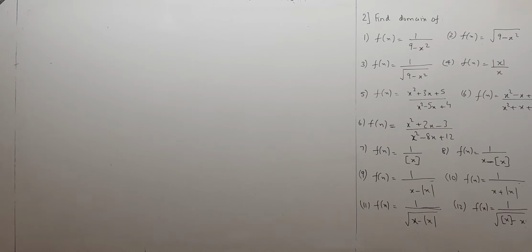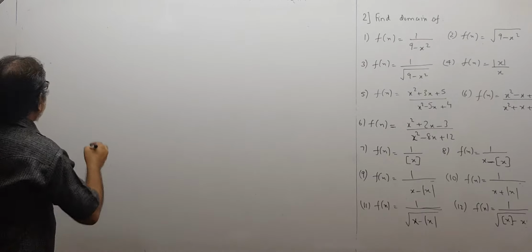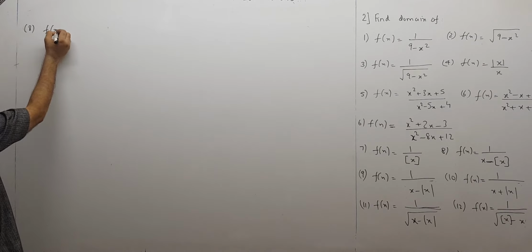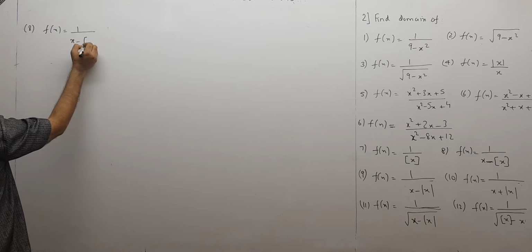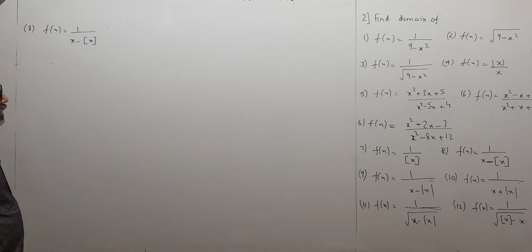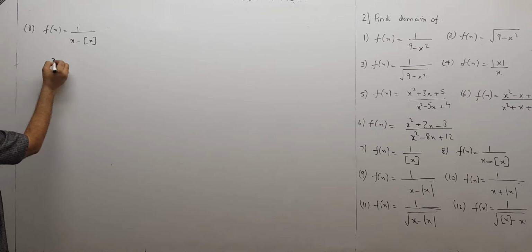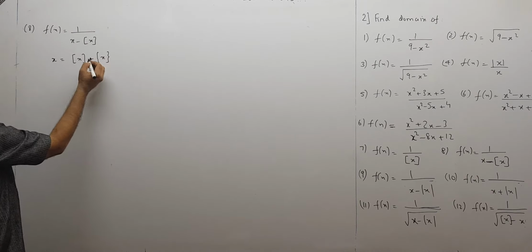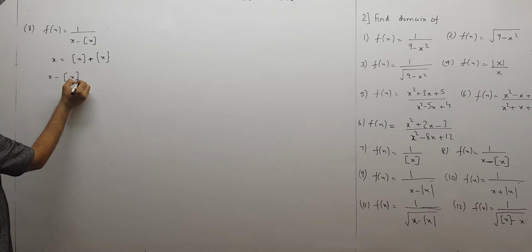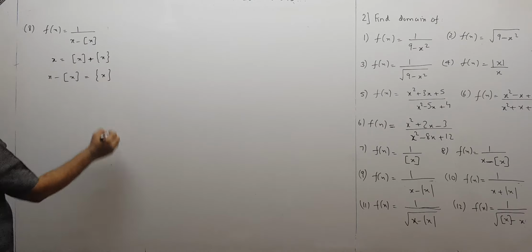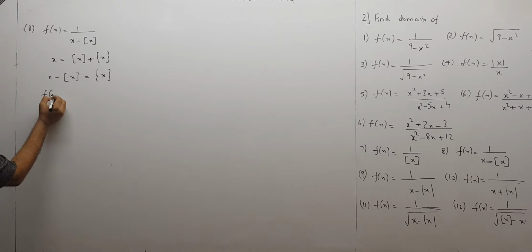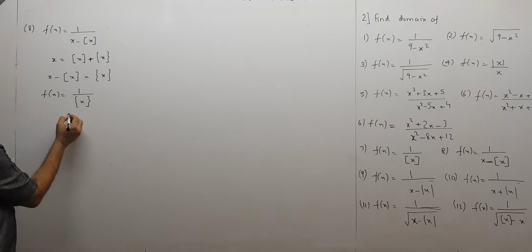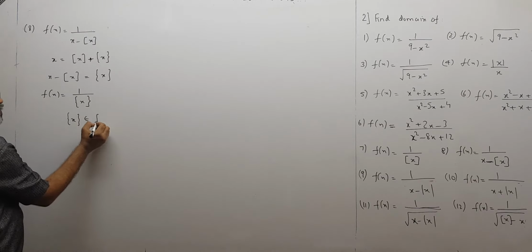Okay, children. Now we are having question number 8, I think. See, f(x) is given to me as 1 upon x minus integer part of x. And children, you know that every number x is made up of two parts, integer part of x plus fractional part of x, that you have been told. That x minus integer part will be how much? Fractional part of x, that you can realize. That means f(x) is 1 upon fractional part of x. And children, you know already that fractional part of x belongs to [0, 1).